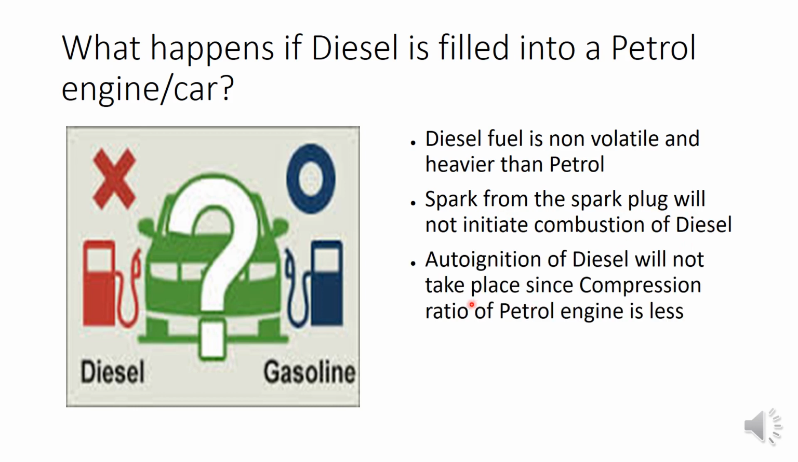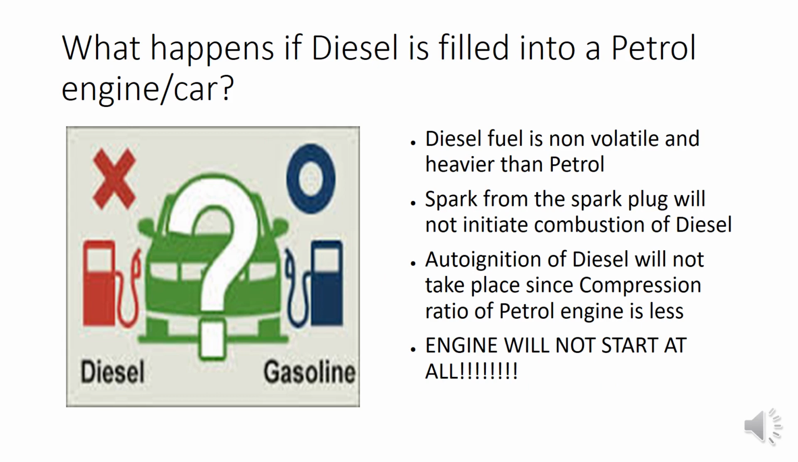And the compression ratio is very low, therefore auto ignition also will not take place. The engine is a petrol engine, designed for petrol, so its compression ratio is very low, 6:1 to 10:1, and at that compression ratio diesel will not auto ignite. So finally the engine will not start at all. Ignition will not take place, which means power will not be produced. So if you fill diesel into a petrol car, this will happen due to these reasons.